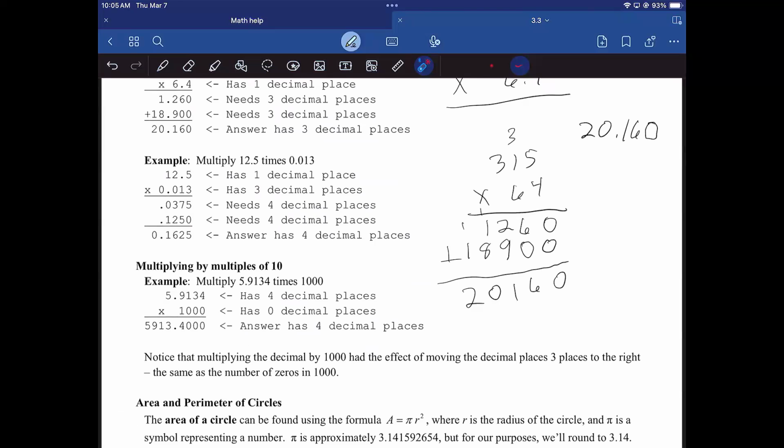All right, now multiplying powers of 10. This is where we can get used to the idea of scientific notation. Every power of 10 moves the decimal to the right by 1. So if we're multiplying by 1,000, we just take that dot, 1, 2, 3.